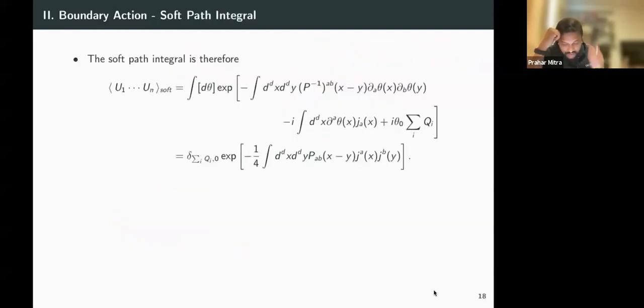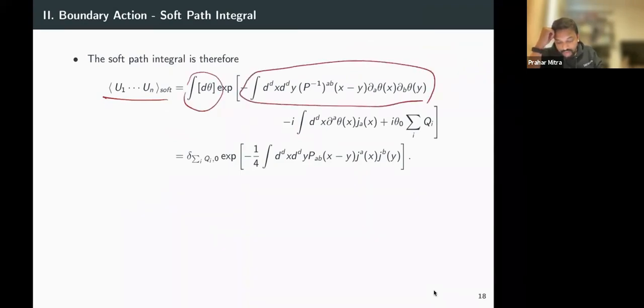Okay, let's put everything into the full action. Here's what I have to do. So the full soft path integral. Now, at the moment, in the absence of external soft insertions, I have these U_I insertions. I have a path integral over d theta. This is the kinetic term, which is coming from S soft. These are the terms that I discussed in the previous slide. These guys are coming from the product U1 to UN.